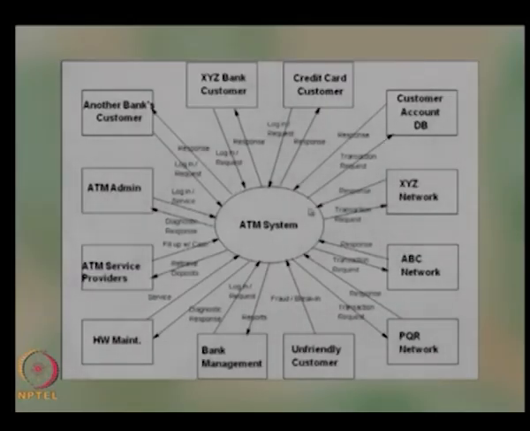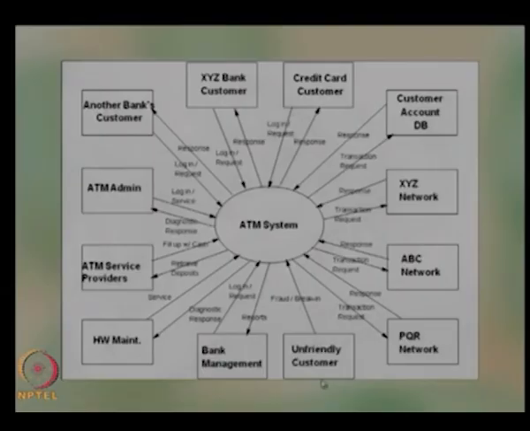So this shows a very top level external system diagram. You can see these are all the external systems which will be interacting with the ATM system. You can have the ATM admin interacting with the ATM system for maintenance, service and other requirements, and customers from other banks will be coming, and there will be credit card customers, and then different networks, like the international networks Master, Visa and that kind of networks. So they will be interacting with the ATM.